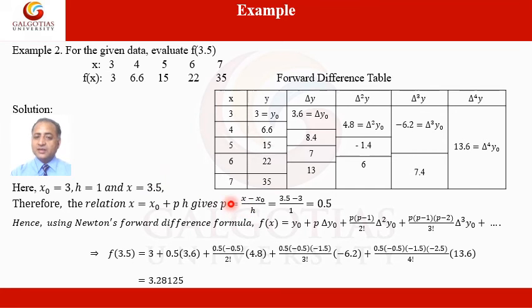p can be calculated by using the formula x minus x naught divided by h. Again it is coming as 0.5, and in Newton's forward difference formula, substitute the values of p, y naught, delta y naught, delta 2 y naught, delta 3 y naught and up to delta 4 y naught. When we substitute the values, you will get the answer, which is equal to 3.28125. It is the value of the function at 3.5, right?